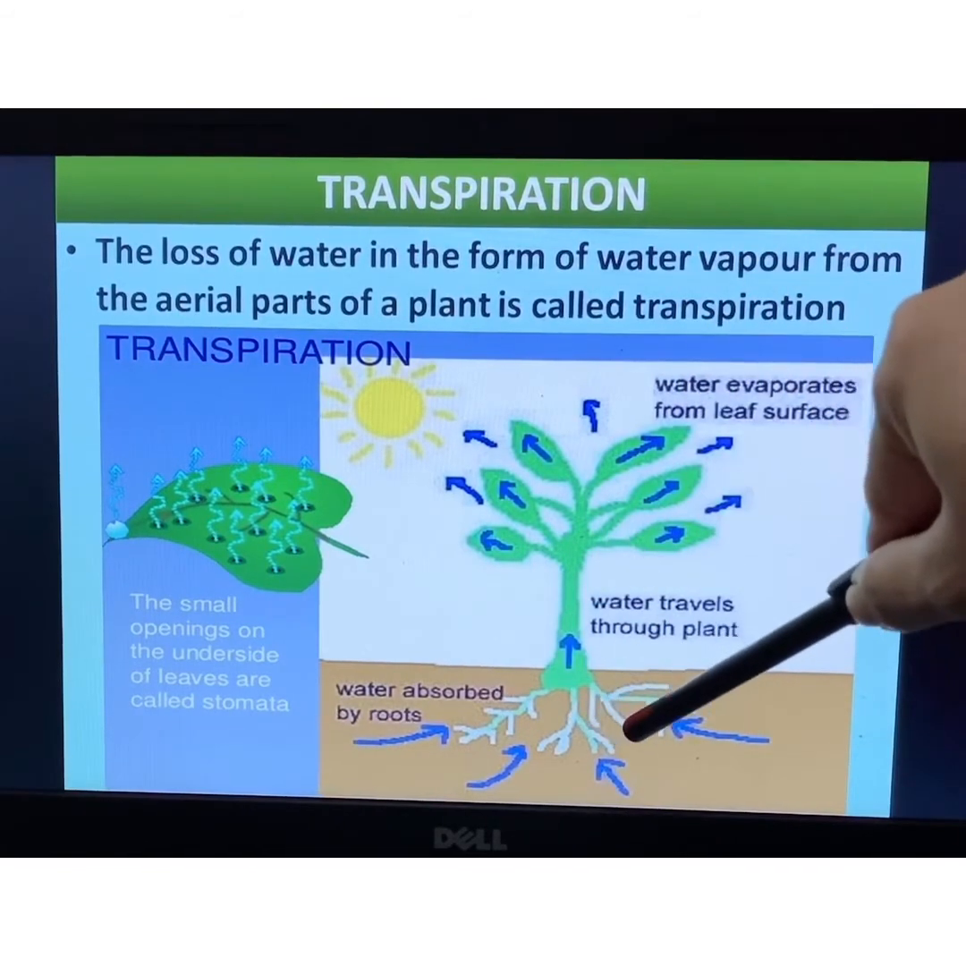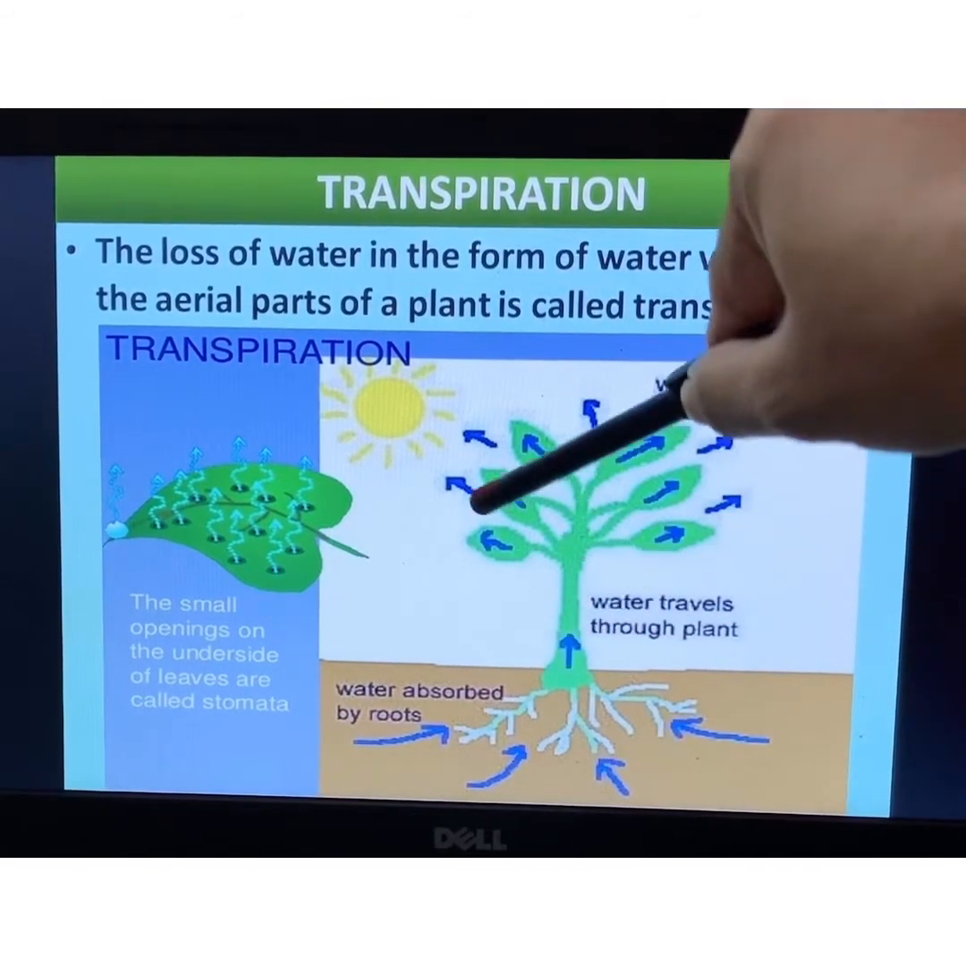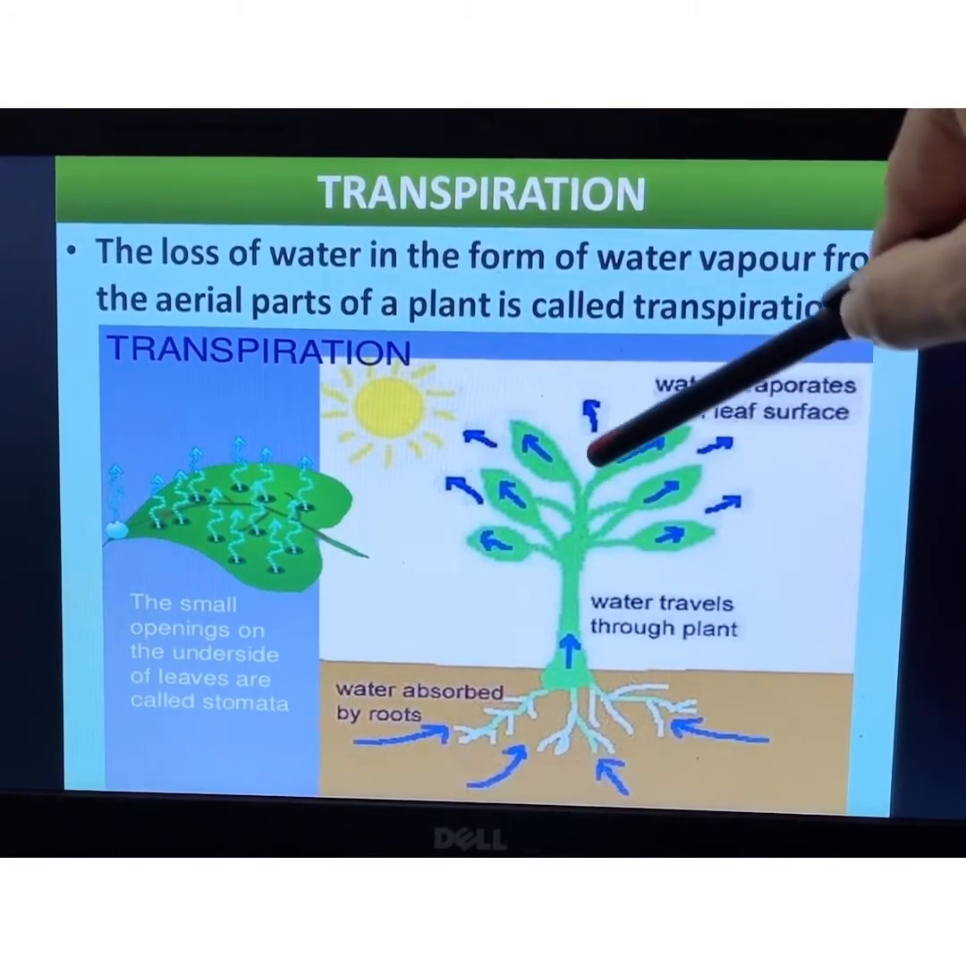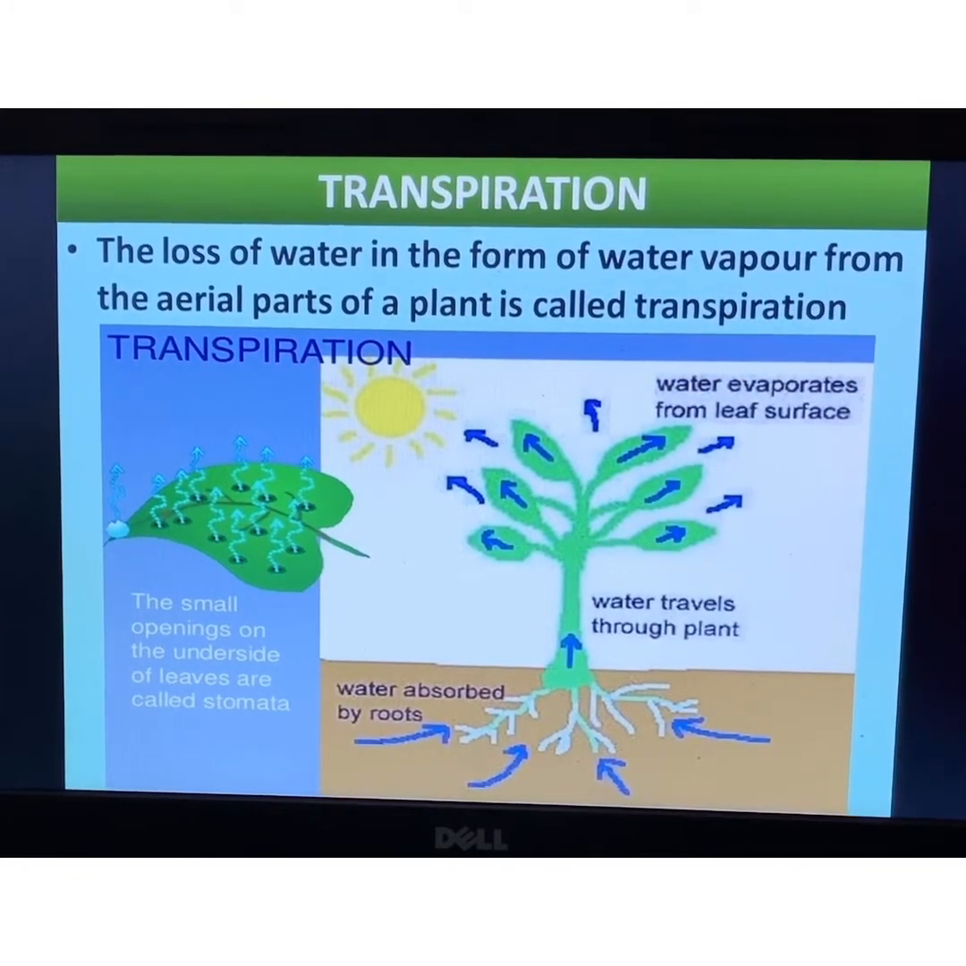Not the roots. Roots are inside the ground. The stem and the leaves are exposed to the atmosphere, and that is what they mean by aerial parts. In 10th standard we will do different types of transpiration, and you will see that even from the stem transpiration takes place. Is that clear? So will you remember this definition of transpiration? Read it along with me. The loss of water in the form of water vapor from the aerial parts of a plant is called transpiration. Got it? Very good.